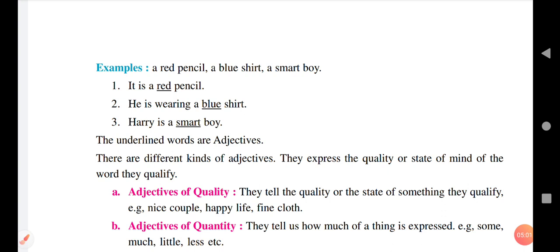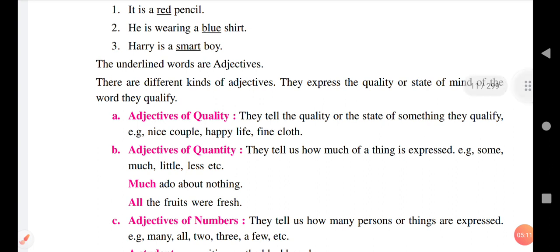The underlined words are adjectives. There are different kinds of adjectives. They express the quality or state of mind of the word they qualify. A. Adjectives of quality. They tell the quality or the state of something they qualify. Example: nice couple, happy life, fine cloth.